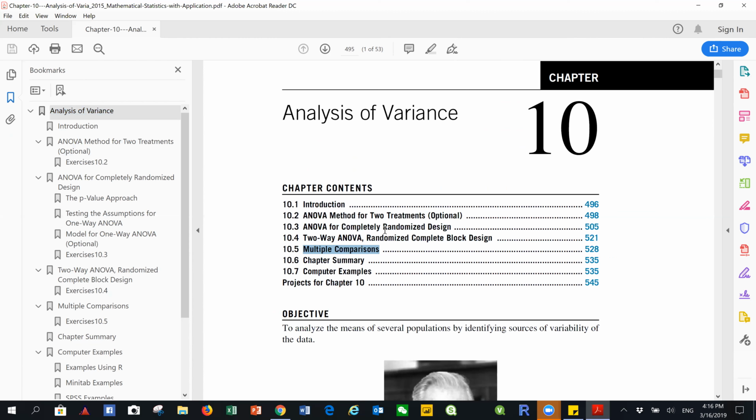Okay, so this is a little bit of introductory words, a little bit of a heads up, to define why we need ANOVA and why we don't use the t-test multiple times and so forth.